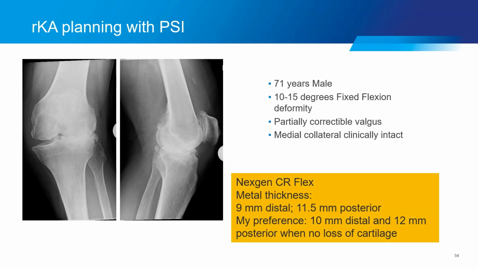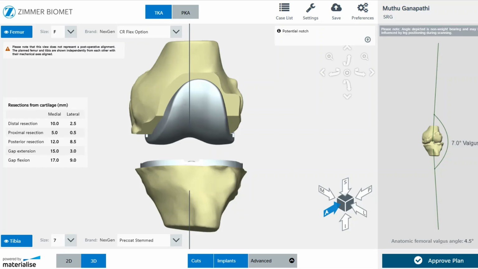My preference is to use a next-gen CR flex. This has a 9 mm distal thickness and 11.5 mm posterior thickness in the femur. My preference is to do a 10 mm distal cut and 12 mm posterior cut when there is no loss of cartilage. In this plan, the default plan is based on mechanical alignment principles, the neutral tibial and femoral cuts, and rotation based on epicondylar axis. Subsequently, I will show how I plan for restricted kinematic alignment.